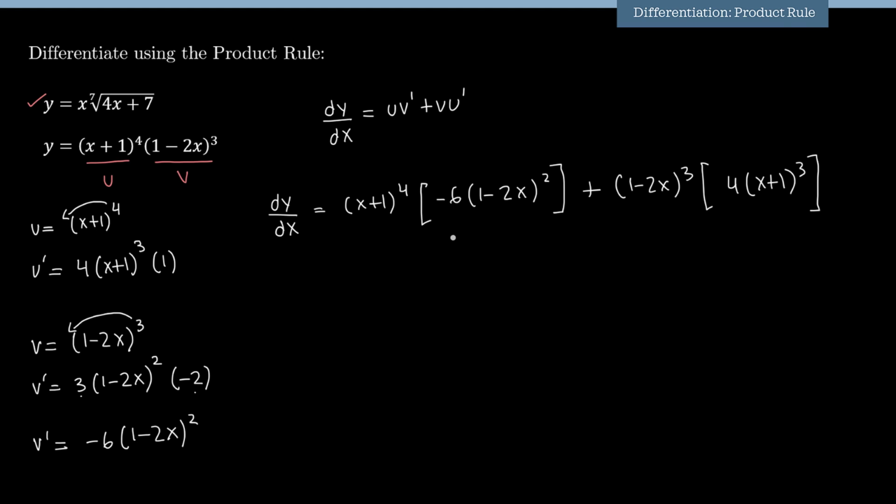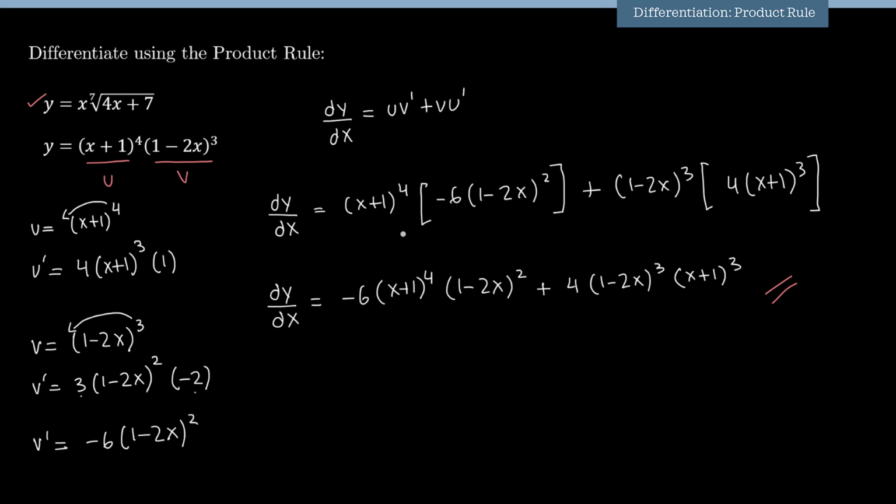By removing the bigger brackets, I can rewrite this as dy upon dx is equal to minus 6 times (x plus 1) to the 4 times (1 minus 2x) whole squared plus 4 times (1 minus 2x) whole cube times (x plus 1) whole cube. So this is my derivative of this second function. I could either leave my answer like this, or I could simplify it further.